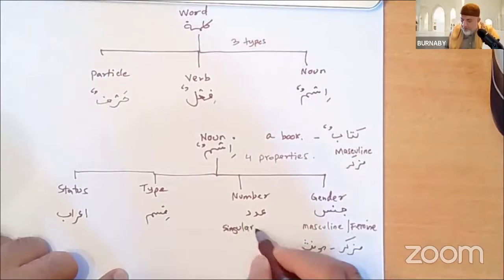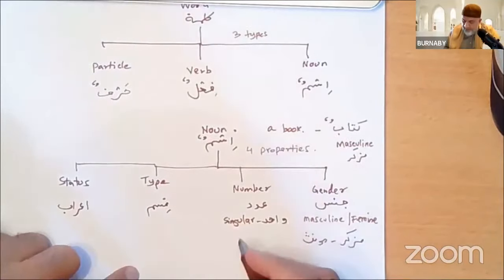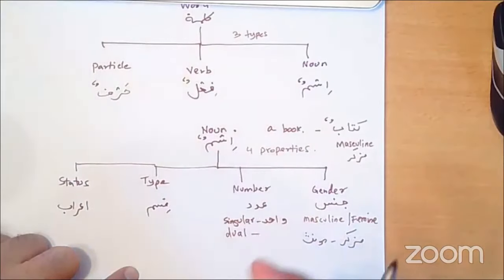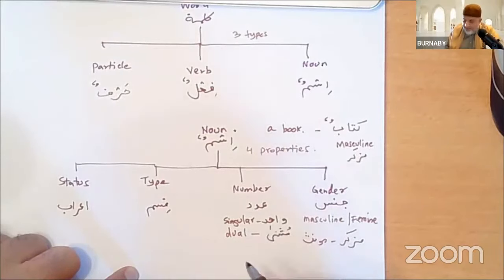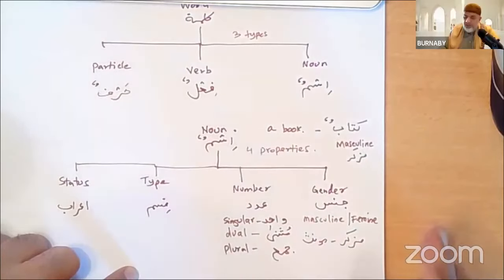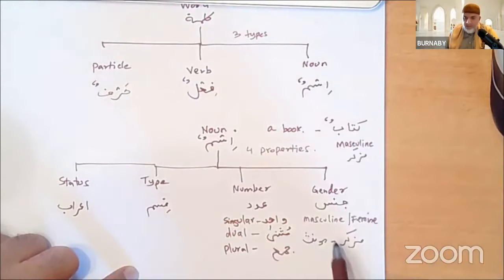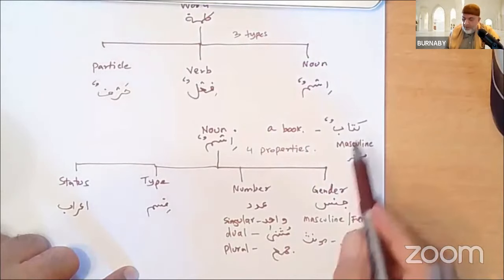Singular means one. And the Arabic for singular is wahid. If it had been two, then we would have said it is dual, right? The Arabic word for dual is musanna. And if it's plural, then the Arabic word for plural is jama, right? So as soon as I said kitab, I know I'm talking about a masculine noun. I'm talking about a wahid number, right?